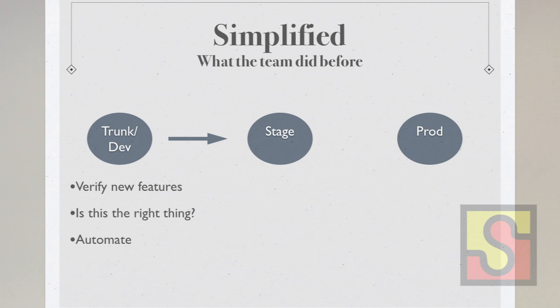So as QAs, on this project, we would manually verify. Of course, as QAs, we're asking, is this the right thing? Did we actually accomplish the goal of this new feature, this regression fix? Is it going to delight our customers, our users? Is it adding value to the product?